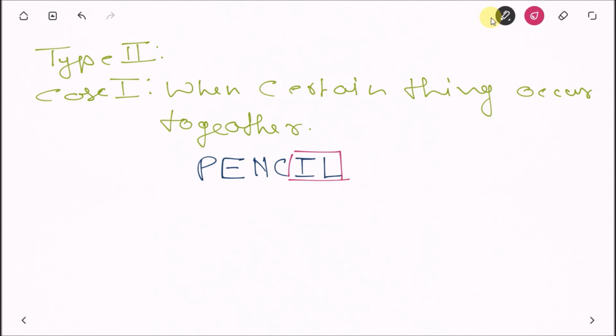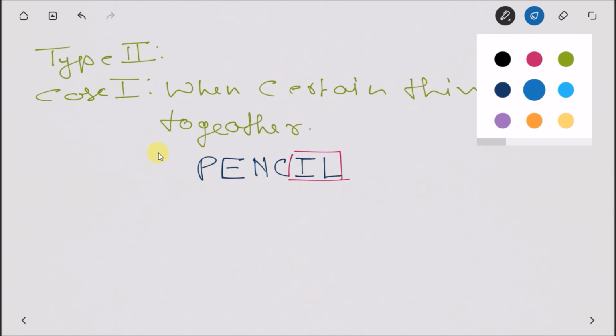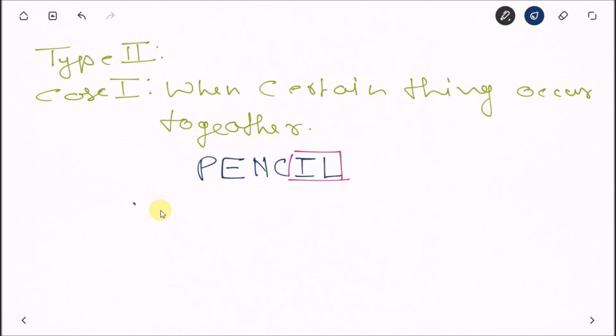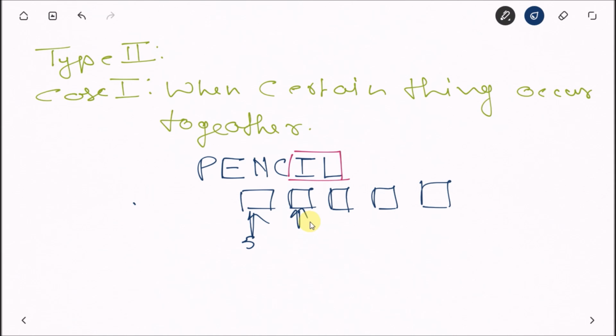Now what you need to do is take one box for these two. You may make 1 2 3 4 5 boxes, not 6. So here you have 5 options, here you have 4 options, here you have 3 options, here you have 2 options, and here you have 1 option. But now understand completely what I'm saying.